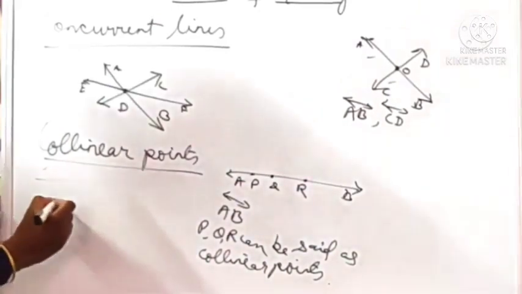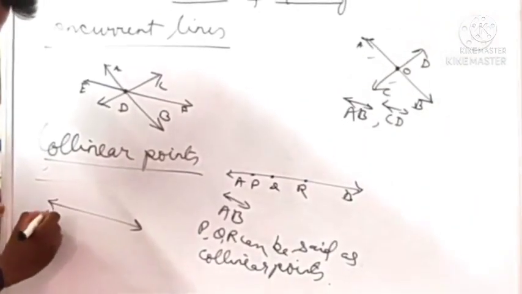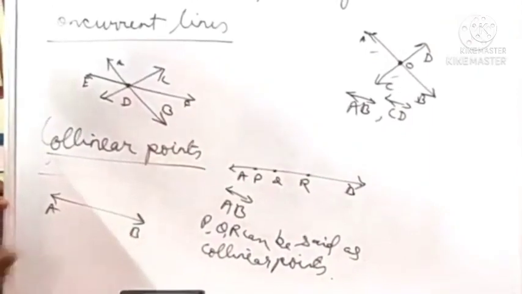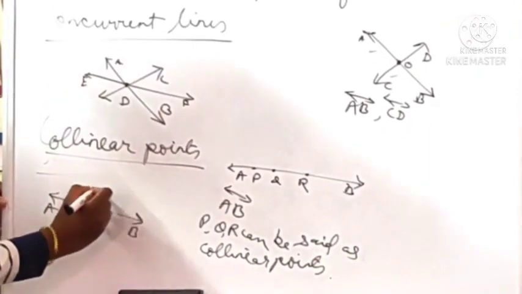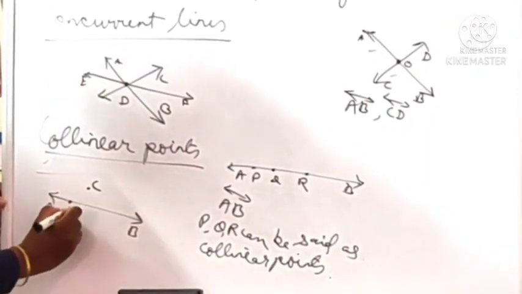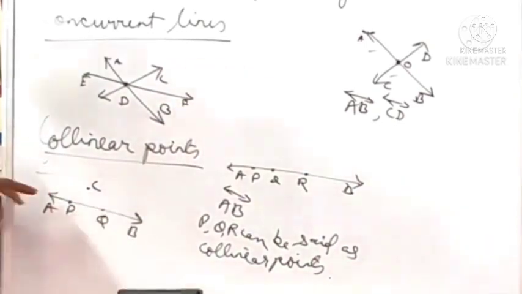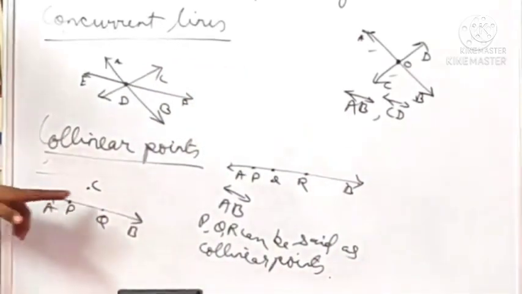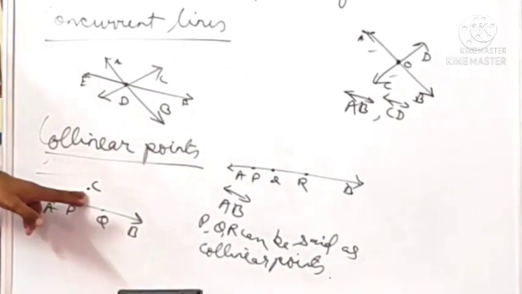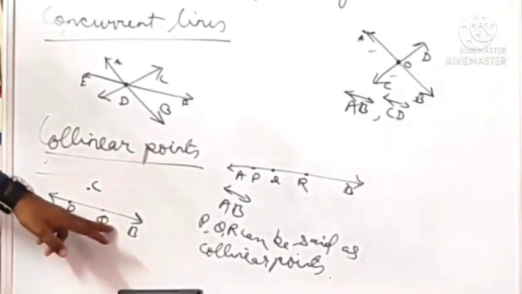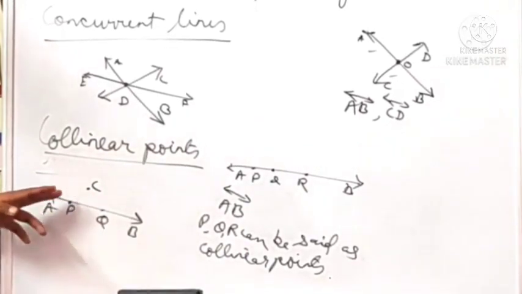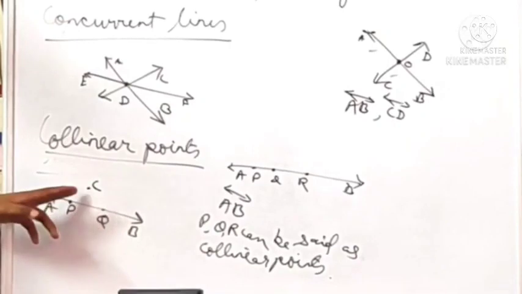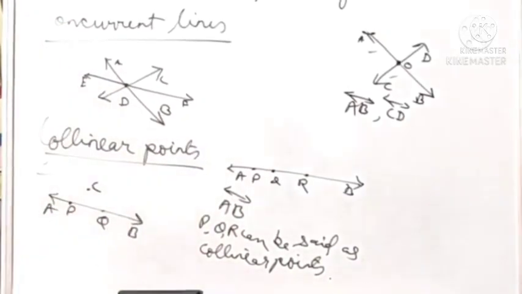Now, what can be said as non-collinear points? Suppose AB is a line, and one more point is there, C. Suppose here P and Q, the points P and Q are on the line AB, but this C doesn't lie on the same line. So that means P, Q, and C will be said as non-collinear points. So I think you have got the idea of whatever I said.